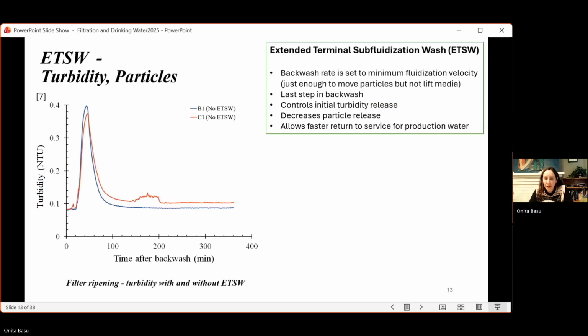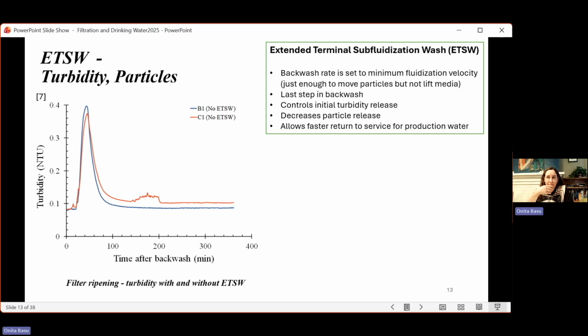Okay, now not the last one. For this particular set of filters that I wanted to talk about, I also wanted to mention extended terminal subfluidization wash. So not all plants use ETSW as a wash step.